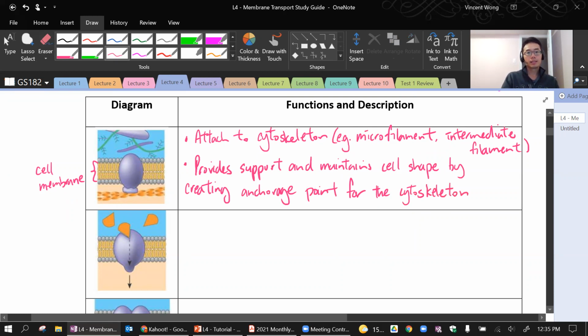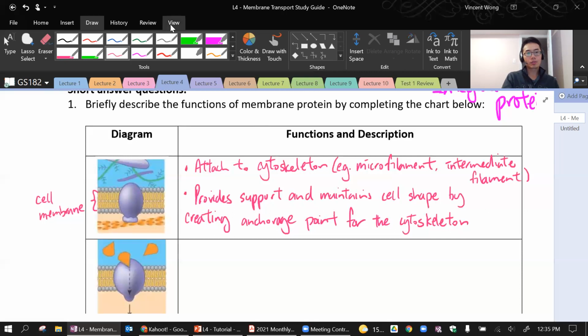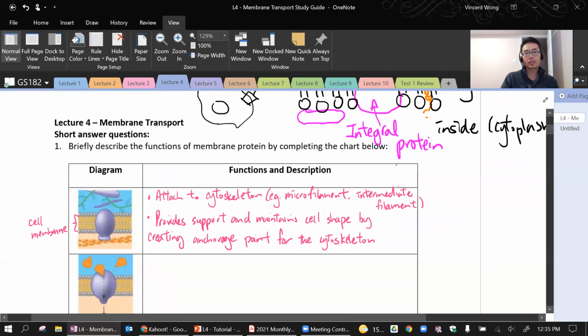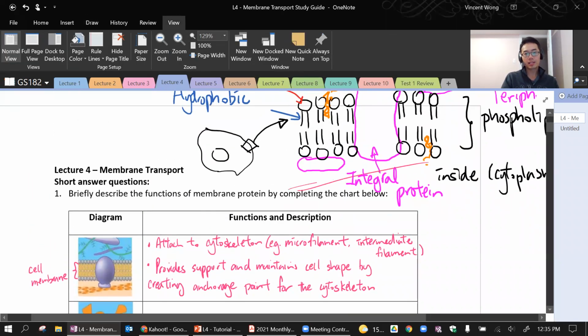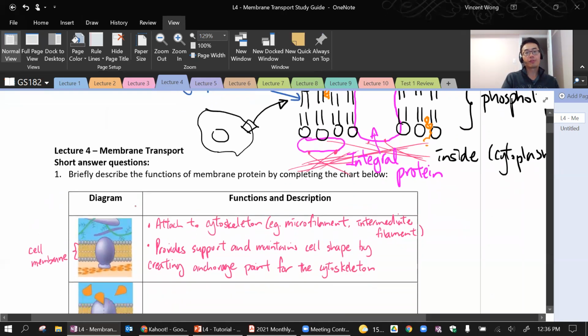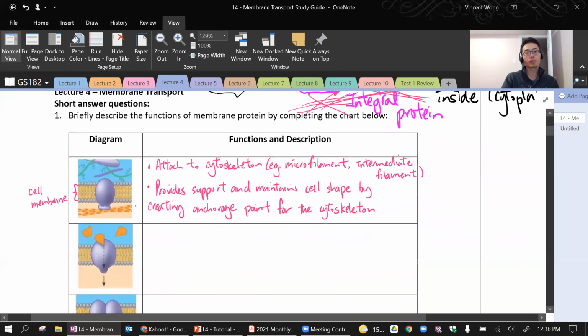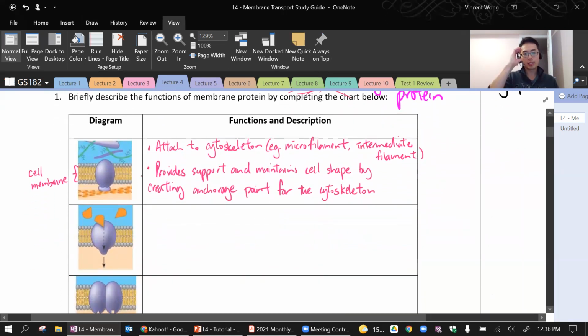Just to go back to our picture here, you might have some cytoskeleton here, and they need to attach to something. So there is a membrane protein that will help you anchor them. There's another one that will help anchor them. It's kind of like creating a scaffold for the cytoskeleton to attach to, essentially.